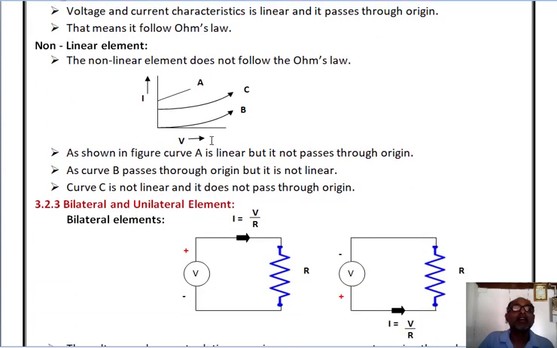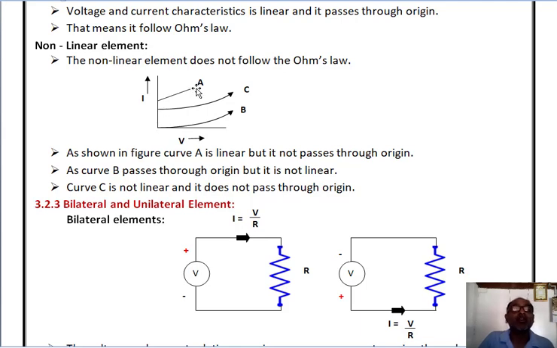Second, non-linear element. This non-linear element does not follow Ohm's law. That means there is no linear relationship between voltage and current. Here you can see the different graphs A, B and C for the voltage and current relation. As shown in this figure, the curve A is linear, but it is not passing through the origin.